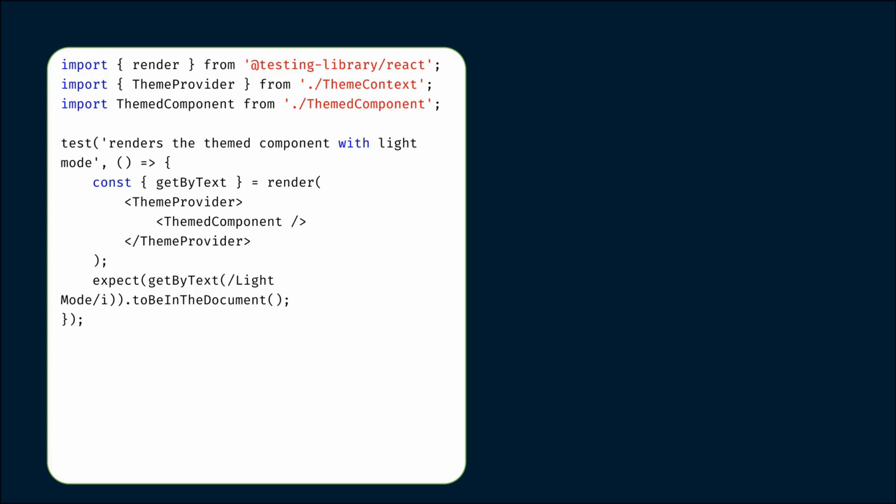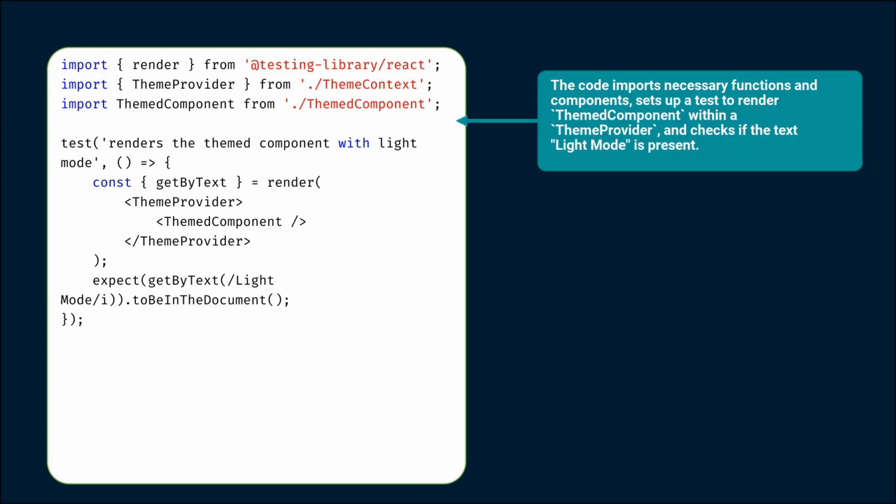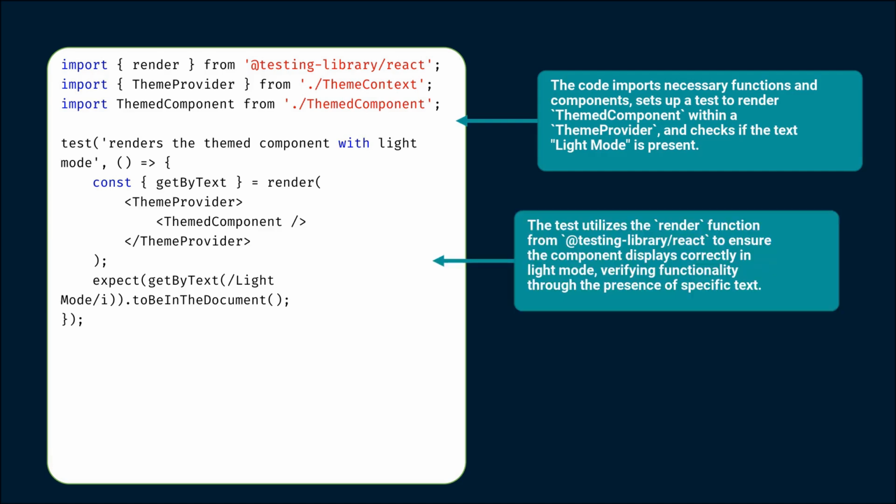Now let's see how we can implement a test for our theme component using Jest and React Testing Library. The test begins by importing the necessary functions from React Testing Library, along with the theme provider from our context file and the theme component itself. Within our test definition, we set up the environment by rendering the theme component wrapped inside the theme provider. This wrapping is crucial because it allows our test to simulate the actual context environment in which the component operates.